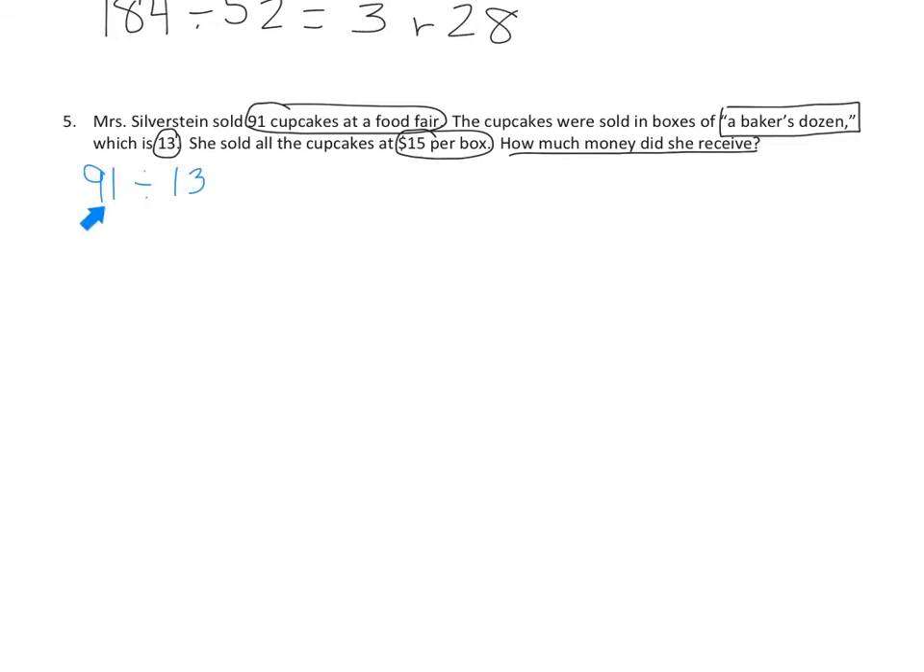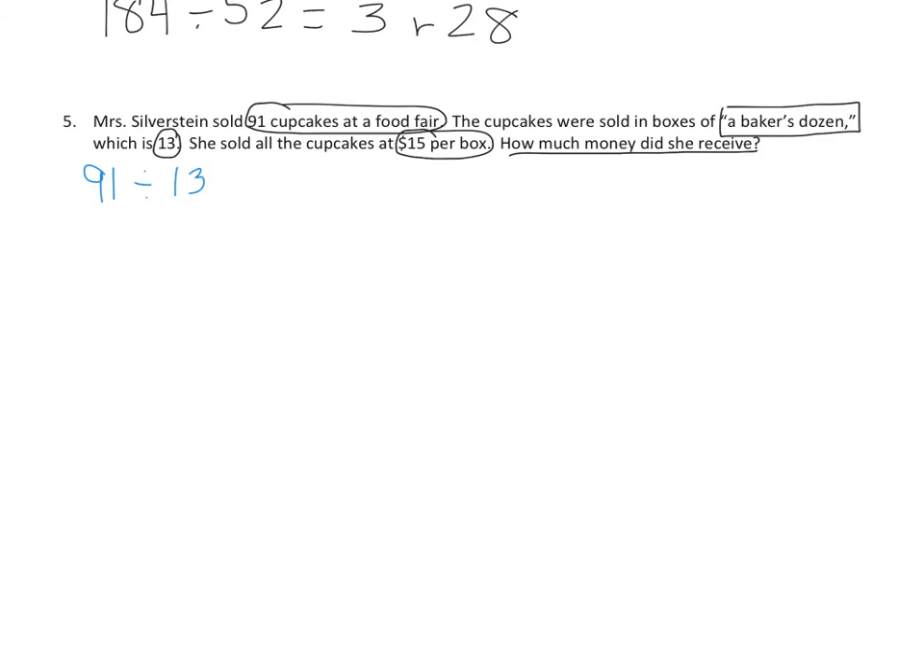All right, so the first part of the problem is doing 91 divided by 13. The reason why I put 91 first is because that's the number of cupcakes she sold at the food fair. The reason why it's 13 as the divisor is because each box has 13 cupcakes in them. We just need to figure out how many boxes she sold.